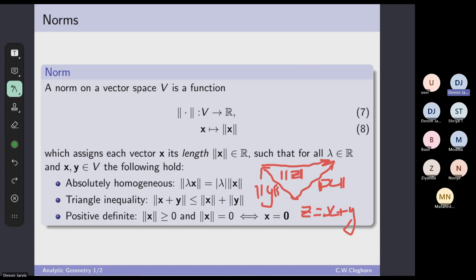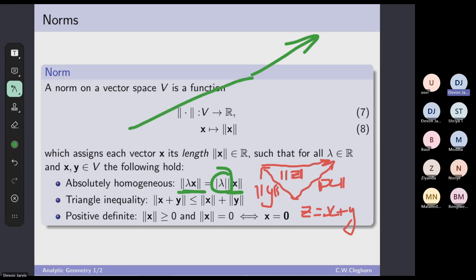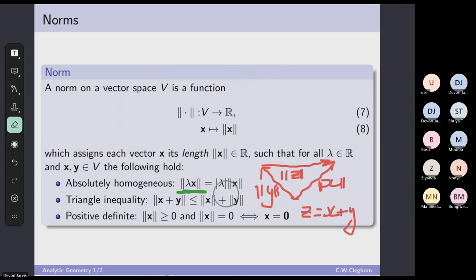It's an element of the real numbers, such that for all lambda elements of the reals and x and y elements of the vector space, the following holds. So absolute homogeneity. If I have a scalar multiplied by an x value and I take its norm, that is the exact same thing as first taking the norm of the vector and then multiplying by the absolute value of the scalar. So direction doesn't matter here. If I start with x like that and multiply by a negative scalar, it's going to end up facing the opposite way. But the length itself is still just double. So we don't actually care about the direction of the scalar, and so it's the absolute value of it. You, in general, can't get a negative norm.